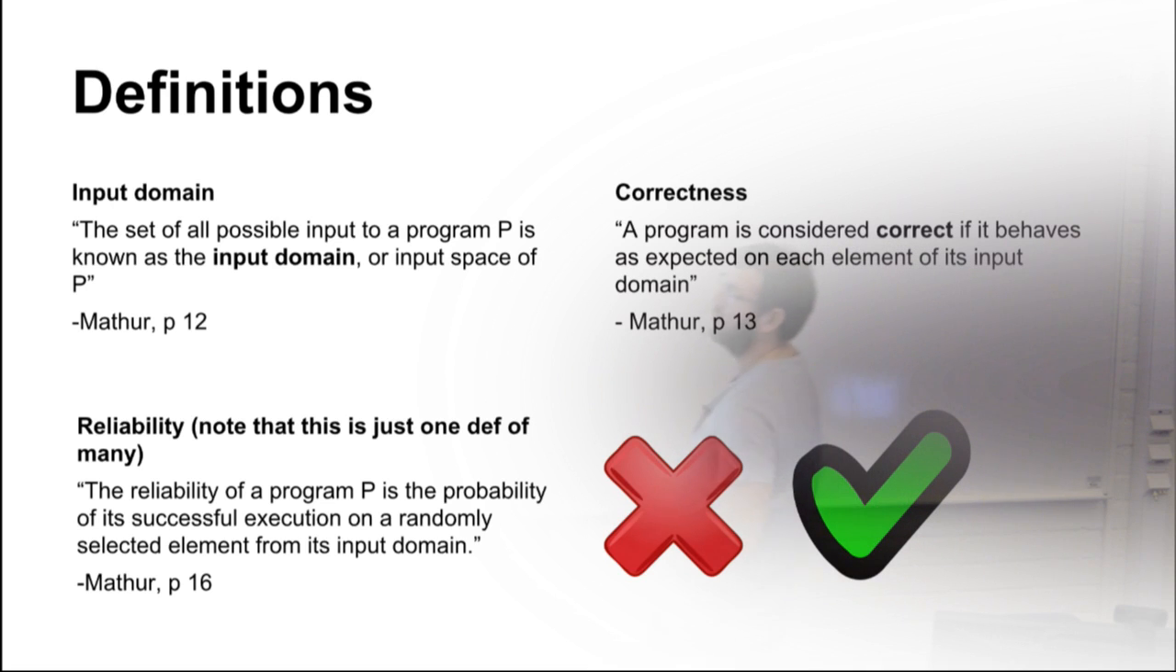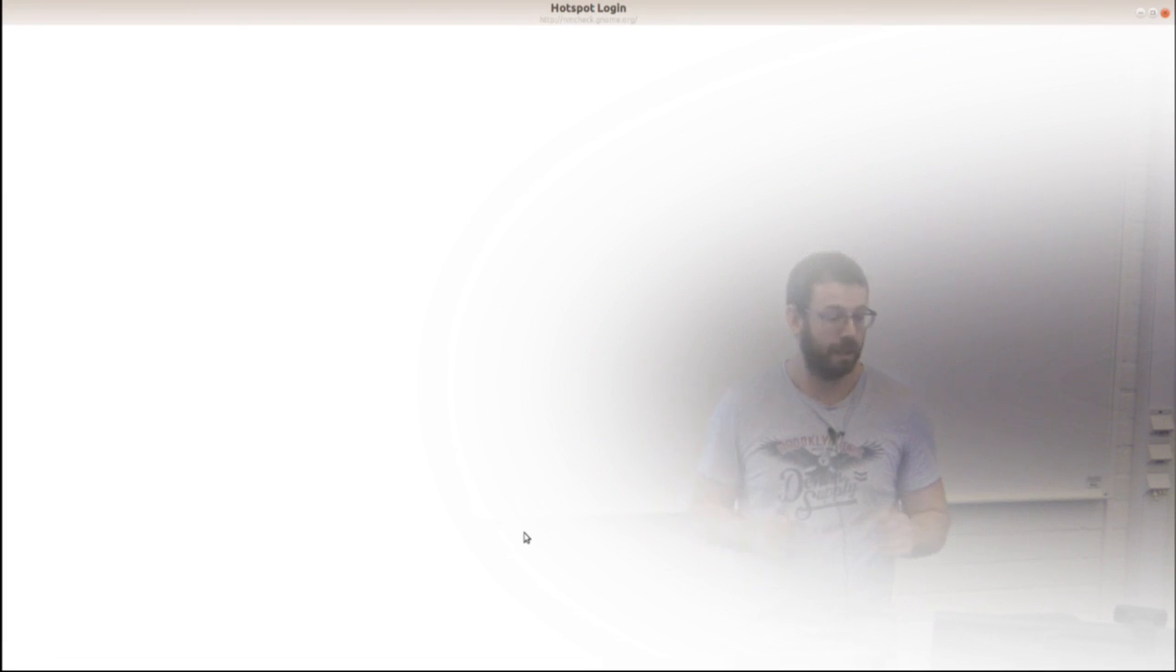The reliability is the probability of successful execution on a randomly selected element of its input domain. This means that if I, from this 2 to the power of 64, take a number between 0 and the highest number of 2 to the power of 64 and select a test case in between there, randomly enough times, how many of these are succeeding?